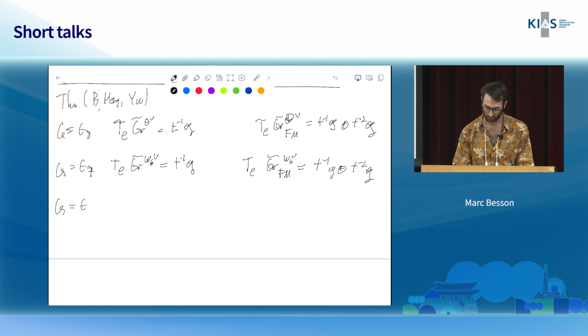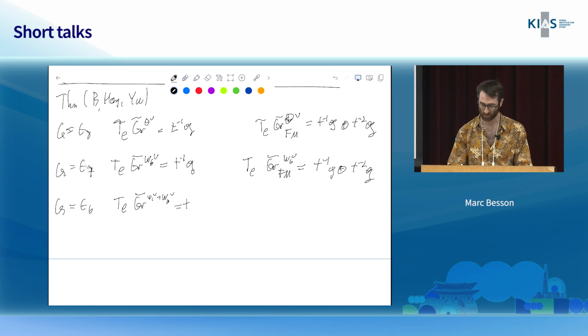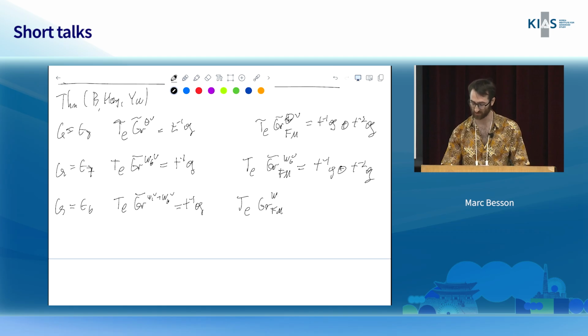And lastly, when G is simply connected of type E6, the tangent space at the identity of the Schubert variety associated to omega 1 check plus omega 6 check is 1 copy of the adjoint, whereas the tangent space at the identity of the Finkelberg-Mirkovic Schubert scheme is 2 copies of the adjoint.